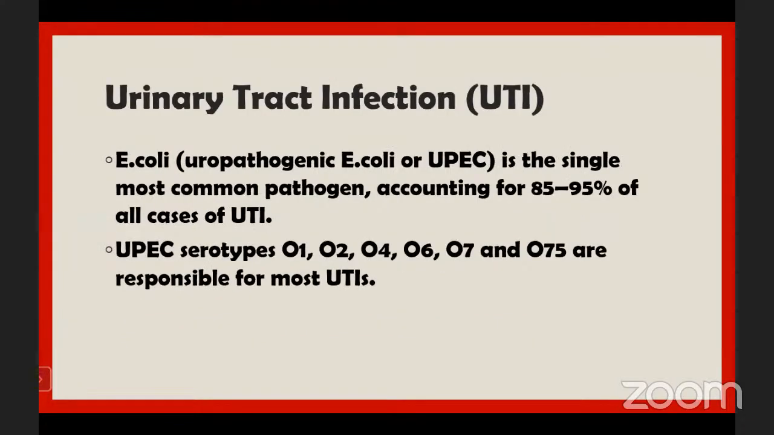Next one is the urinary tract infection. Uropathogenic E. coli is the single most common pathogen, accounting for 85 to 95% of urinary tract infections. Uropathogenic E. coli serotypes O1, O2, O4, O6, O7, and O75 are responsible for urinary tract infection.